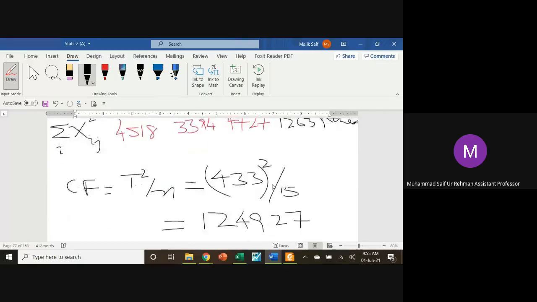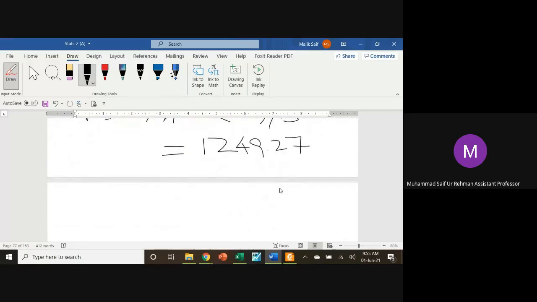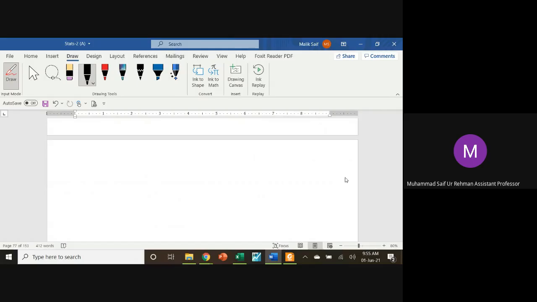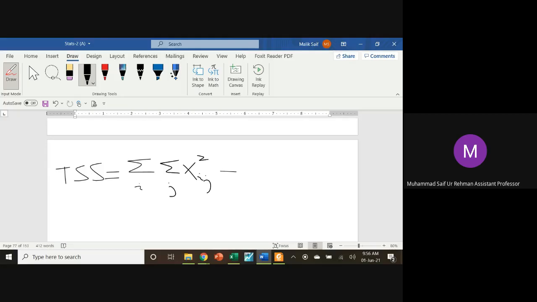So see, the correction factor. This is the first thing that you will find out. Then you are interested in finding out the total variation, which we also call the total sum of squares. The formula for this is summation i, summation j, x i j square. The same value was there whether you considered summation i x i j square or summation j x i j square. And you have to subtract the correction factor from this value.